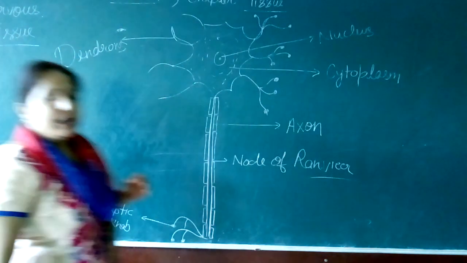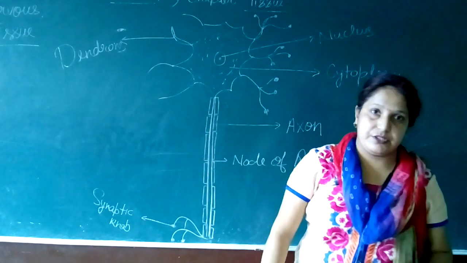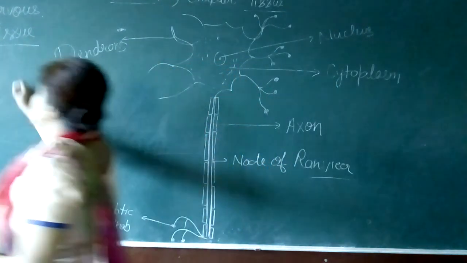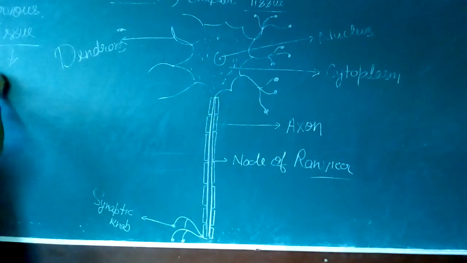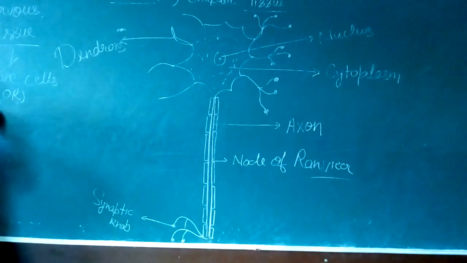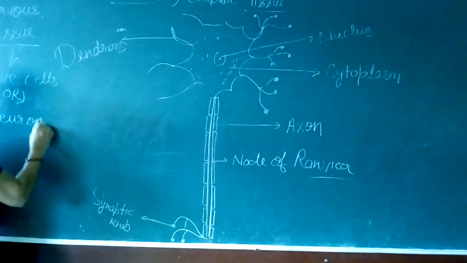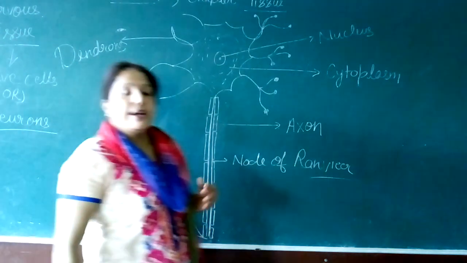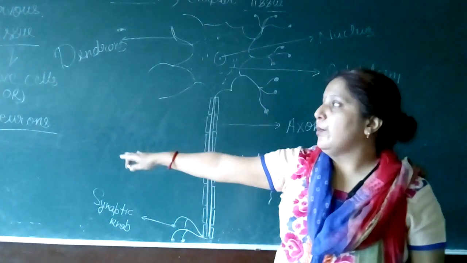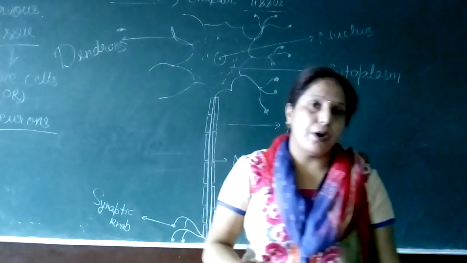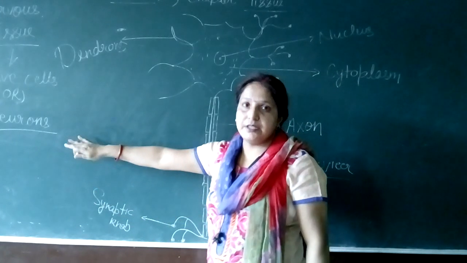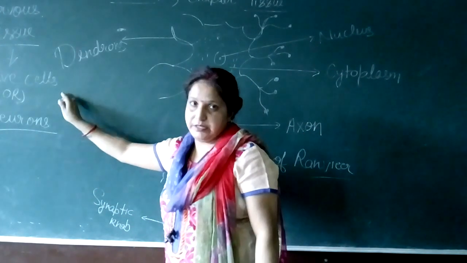This tissue is mainly related to the brain and spinal cord, and the cells which form the nervous tissue are called nerve cells, or neurons. So we can say that neurons are the basic unit of the nervous tissue. In exams, a very short question may be asked: what is the basic unit of nervous tissue? Then your answer is neurons or nerve cells.